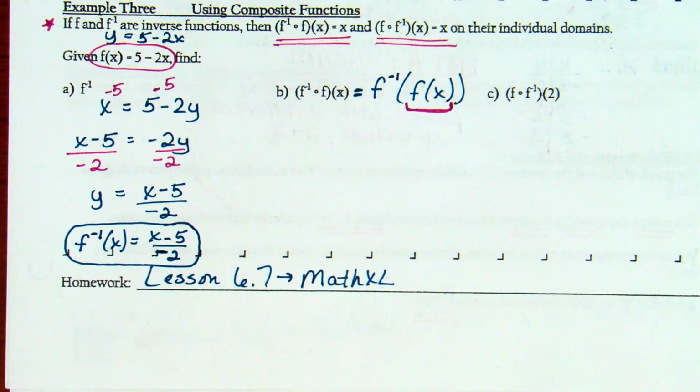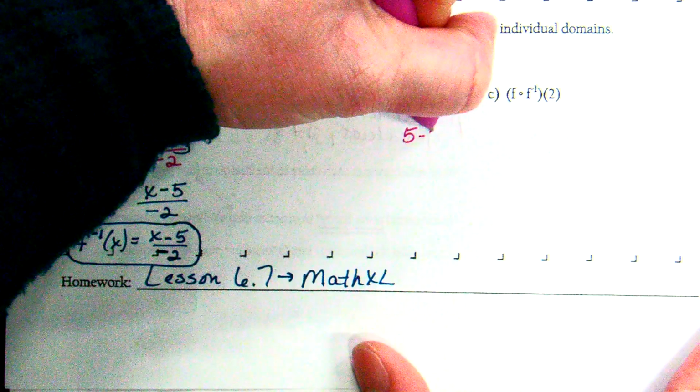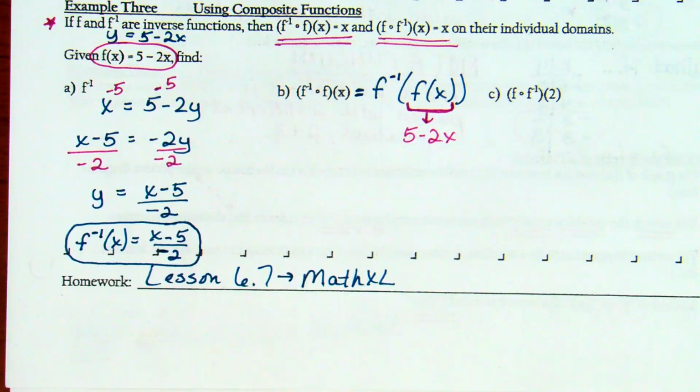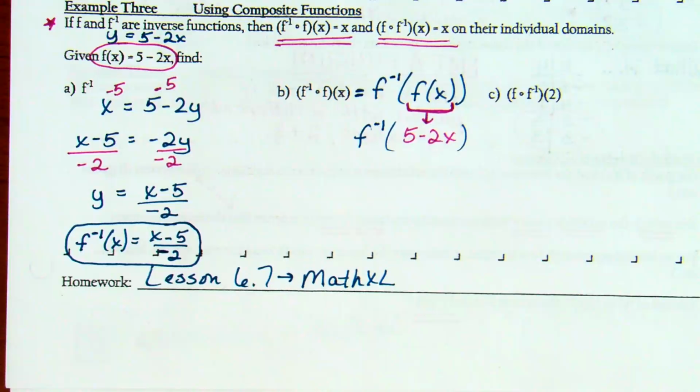What is f of x? f of x was 5 minus 2x. That was in our directions. That was given. And what are we going to do? We're going to put that into f inverse. So one way to think about this is we're finding f inverse of 5 minus 2x, which means when I write out f inverse, every place I see x, I'm going to replace it with 5 minus 2x.